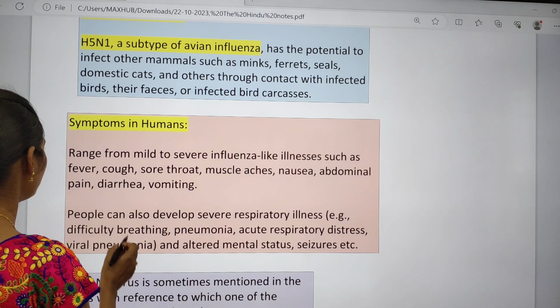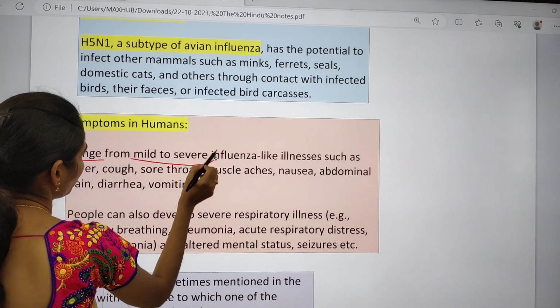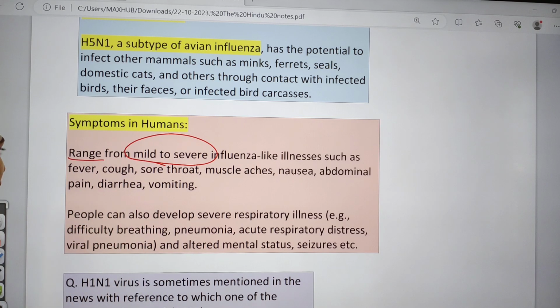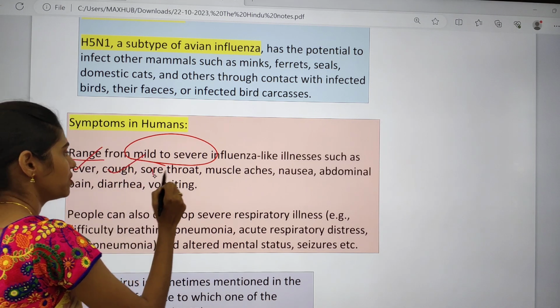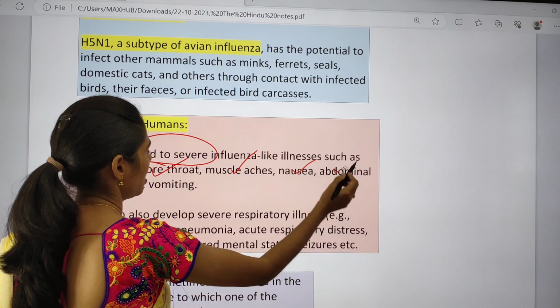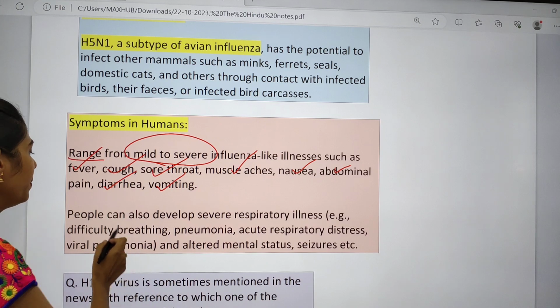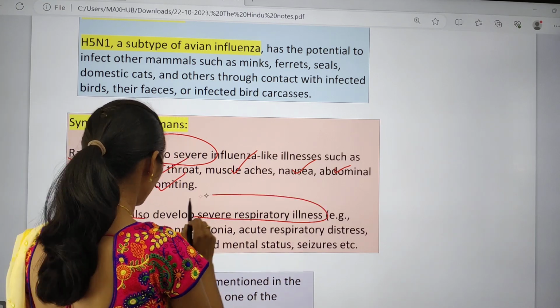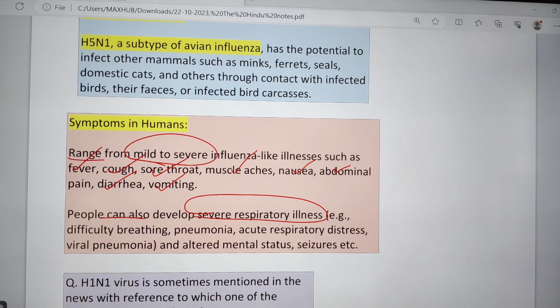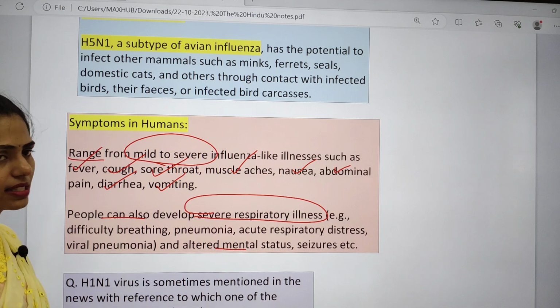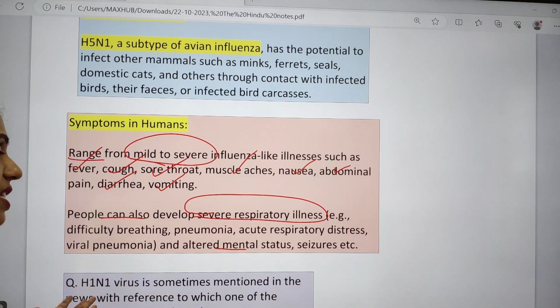And what are the symptoms? Symptoms range from mild to severe influenza-like illness, and we can see symptoms like fever, cough, sore throat, muscle aches, nausea, abdominal pain, diarrhea, vomiting. So these are some signs and symptoms. And people can also develop severe respiratory illness. For example, they will have illness like difficulty in breathing and pneumonia, acute respiratory distress syndrome, and altered mental status, seizures, etc. So these are the signs and symptoms of this avian influenza.